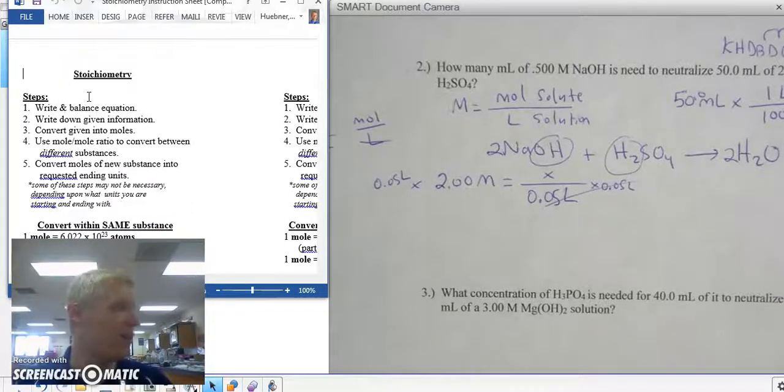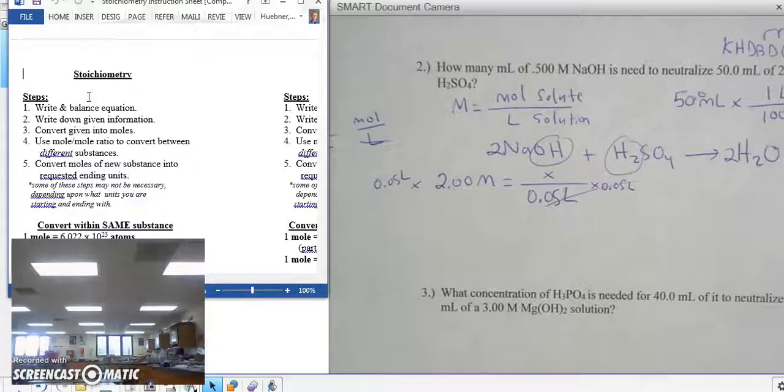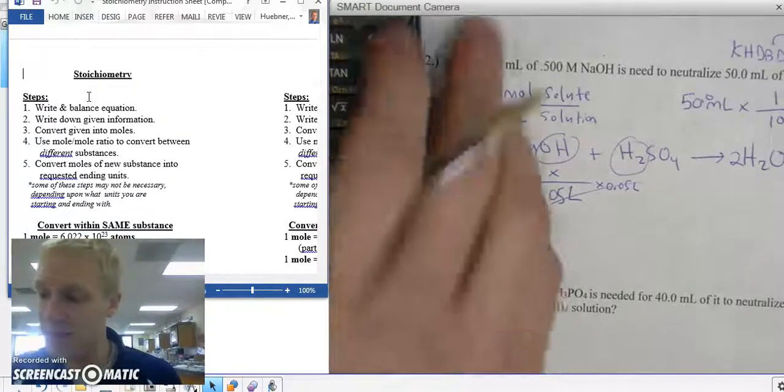Now, in order to solve this, you need to have a calculator with you. Just one moment. Good thing I didn't need to ask Mr. Huebner for a calculator, because I brought my own.